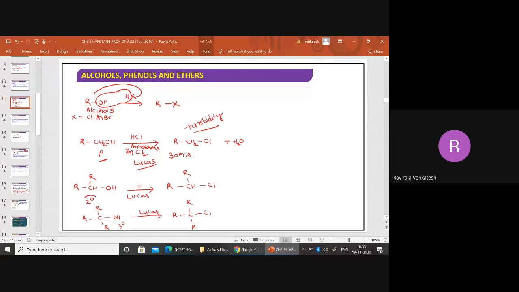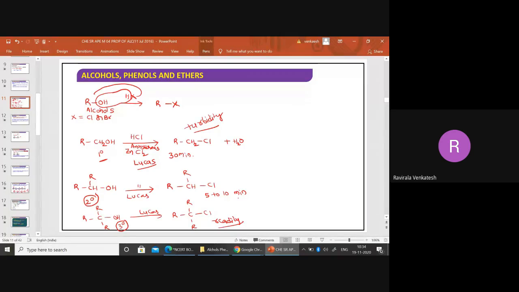If it's secondary alcohol, it takes some 5 to 10 minutes. Within 5 to 10 minutes, the reaction is giving turbidity. If it is tertiary alcohol, the reaction takes place readily. Immediately the reaction is taking place. That means we can distinguish.